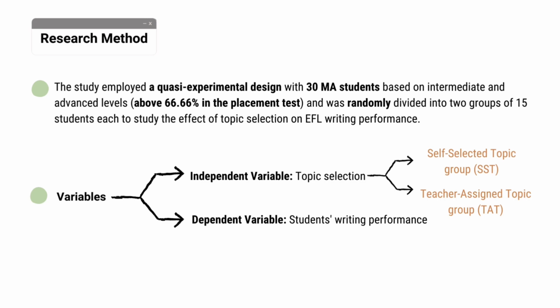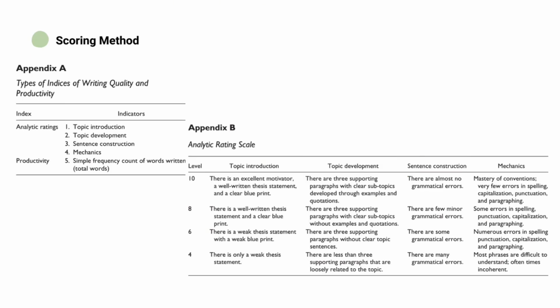Thirty MA students were selected, but the article did not mention their cultural background. And using a placement test for selection could exclude certain students, for example, those who are not sensitive to the specified content. Using the total number of words written to measure productivity is a quantitative measure and may not truly reflect the quality of the writing. The suitability of these ratings for assessing writing quality and their fit for English learners' contexts requires investigation.